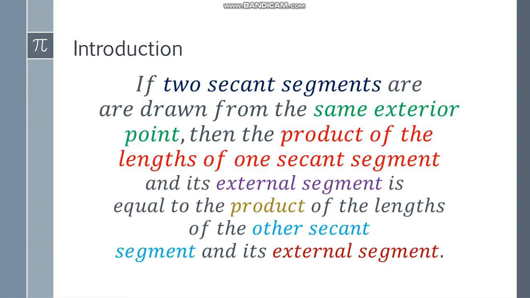If two secant segments are drawn from the same exterior point, then the product of the lengths of one secant segment and its external segment is equal to the product of the lengths of the other secant segment and its external segment.